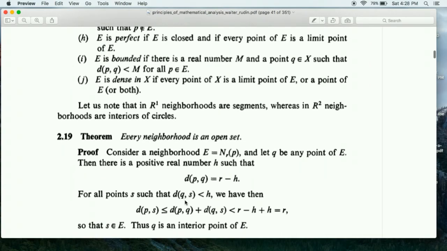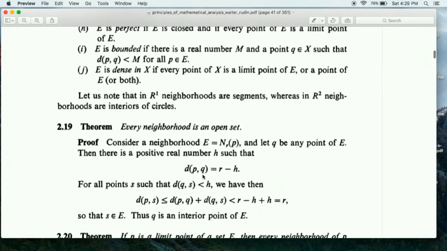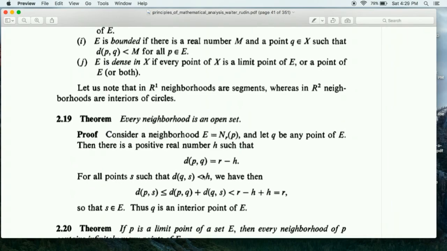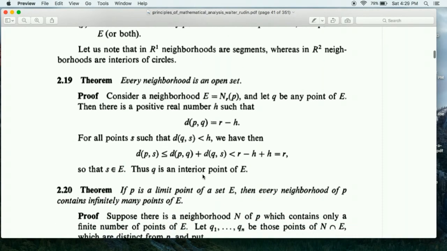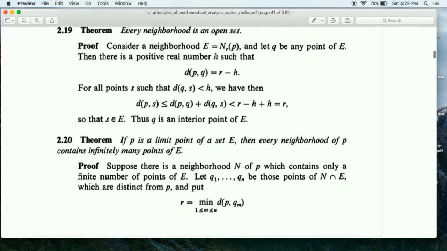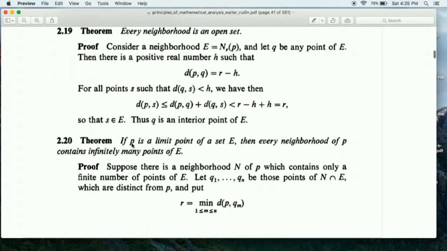There exists a rigorous proof that neighborhoods are open sets. This can be proved using the triangle inequality. This is also a very important notion, which follows from common sense mainly.